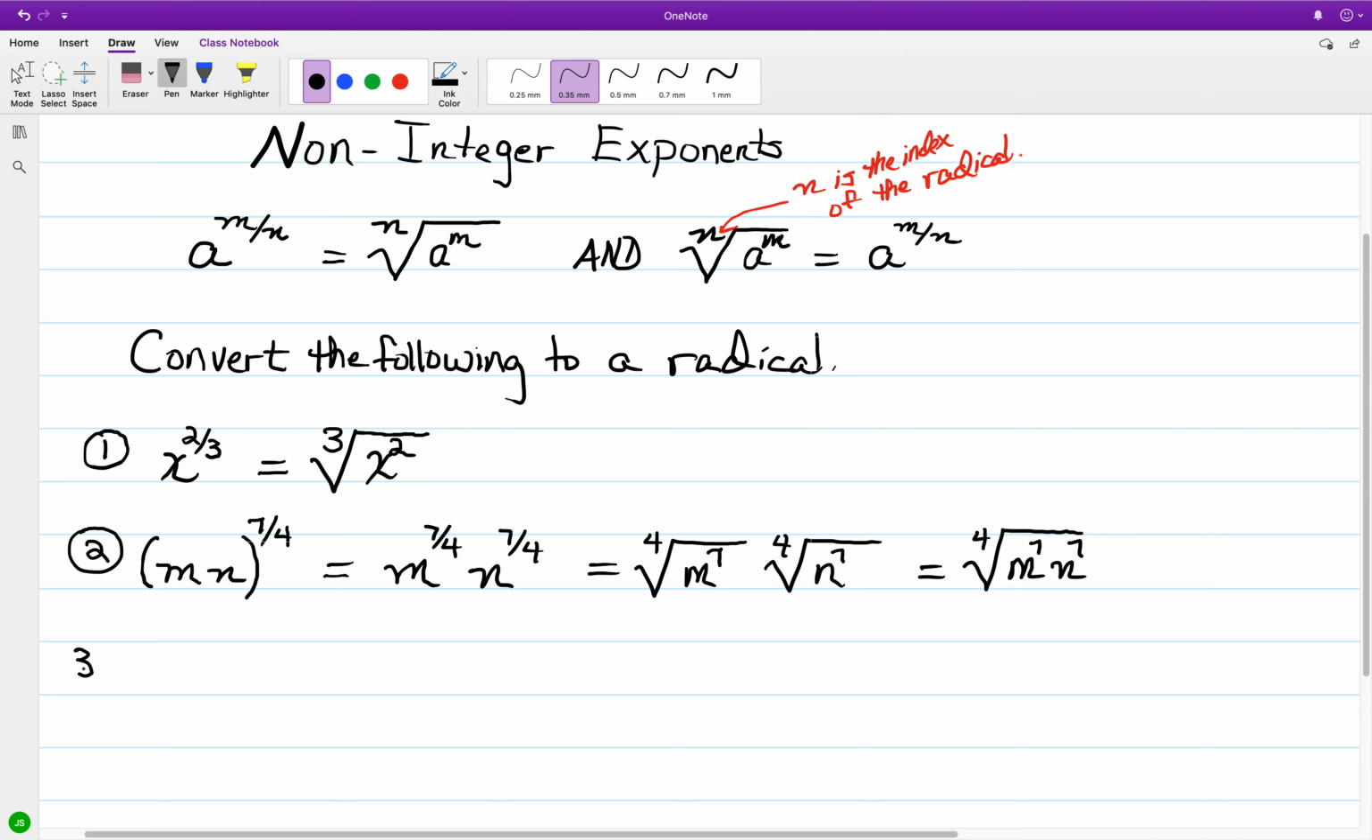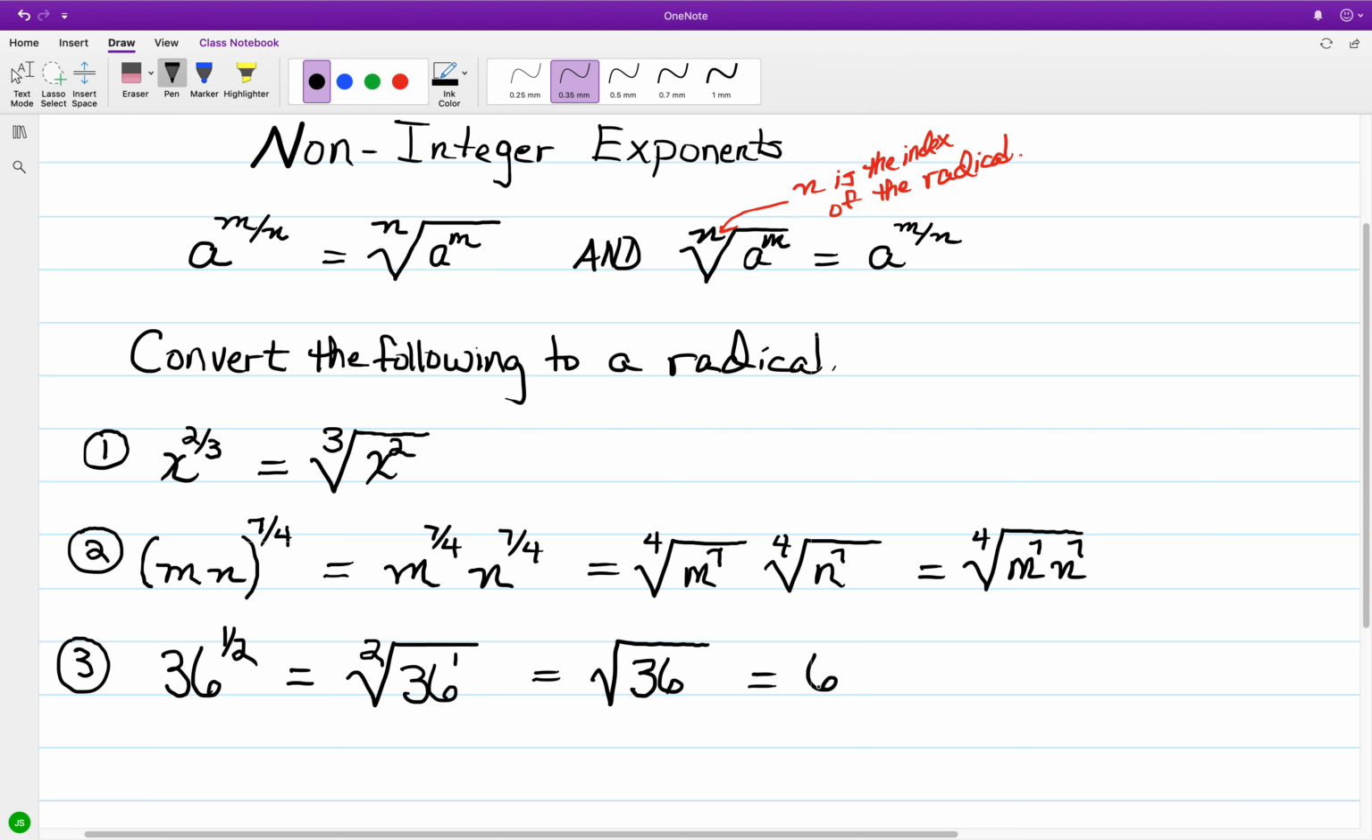Now, let's say we have an integer, 36 raised to the 1/2 degree. So technically, m is 1, n is 2. For the nth root of a to the m, we have the 2nd root of 36 to the 1st. Typically, you will not see the index number 2 in many samples because 2nd root is just in reference to square roots. And here we have the square root of 36, and that is equal to 6.